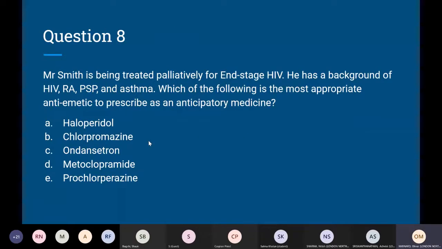Question 8. Mr. Smith is being treated palliatively for end-stage HIV. He has a background of HIV, RA, PSP, and asthma. Which of the following is the most appropriate antiemetic to prescribe as an anticipatory medication? A. Haloperidol, B. Chlorpromazine, C. Ondansetron, D. Metoclopramide, or E. Prochlorperazine?